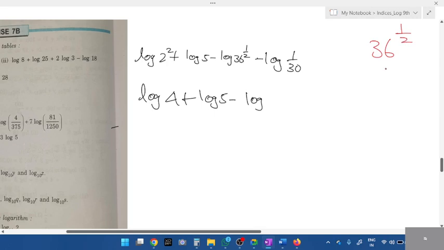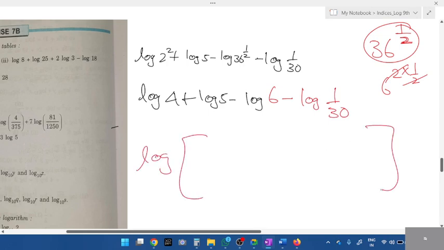Angel, how can you forget basic exponent concept? What happens to 1 by 2? Power 1 by 2, you have to eliminate denominator. 6 square into? This is not even logarithm. I'm asking you about exponent concept. And you're giving me 18 as the answer. What's the answer? 6. Log 1 by 30, just keep as it is. Log 1 by 30. Understood? Does everything have log?